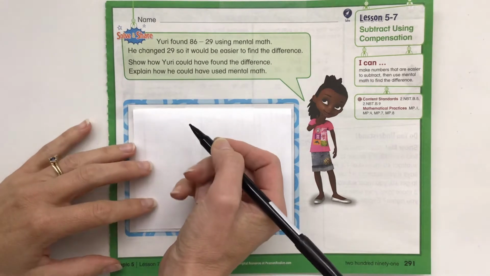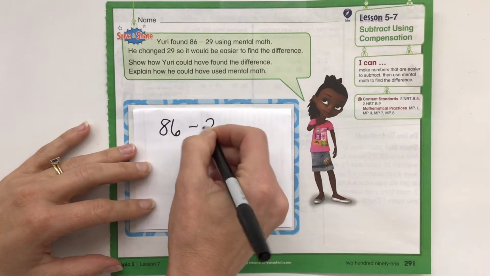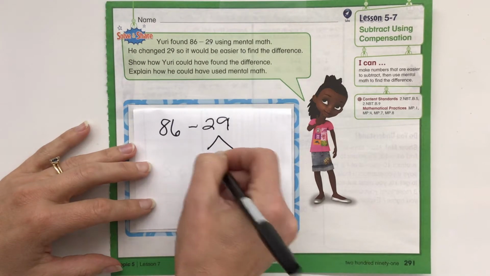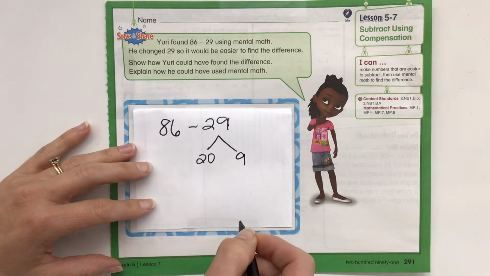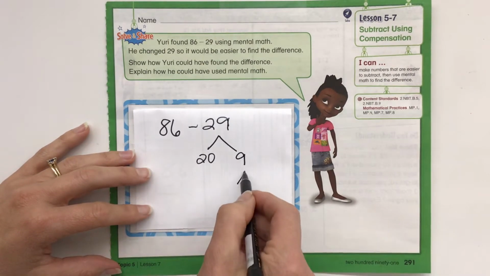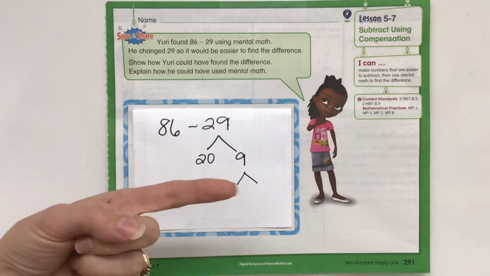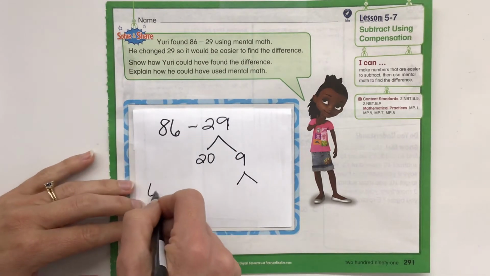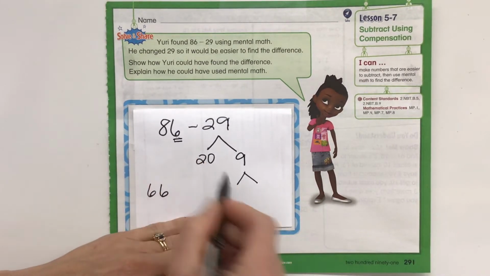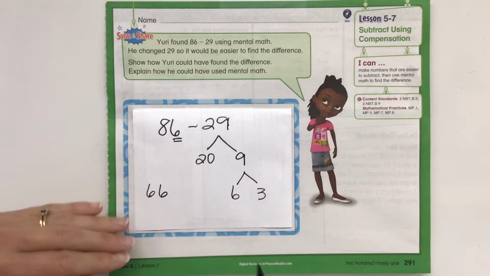So let's see, I know that we've been breaking apart numbers. So 86 minus 29, we can break our 29 into 20 plus 9. So 86 minus 20, I'm going to just go backwards: 86, 76, 66. It is 66. And when we break apart our ones, we need a 6 here. So 6 plus 3 equals 9.